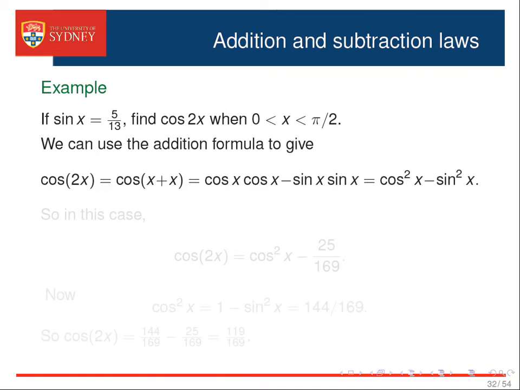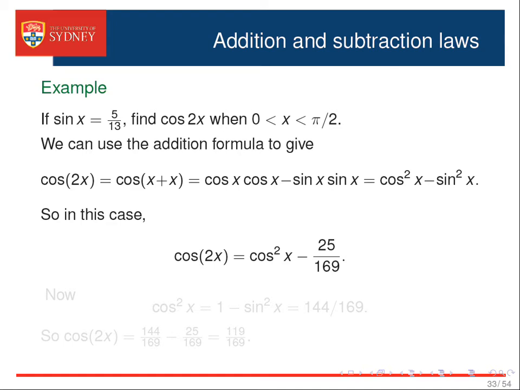We can use the addition formula, because 2x is just x plus x. So cos 2x is cos of x plus x, which is cos x cos x minus sine x sine x, or cos squared x minus sine squared x. Since sine x is 5 on 13, cos of 2x is cos squared x minus sine squared x, which is cos squared x minus 25 on 169.